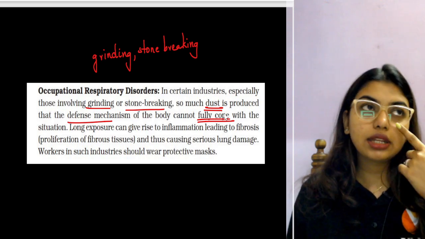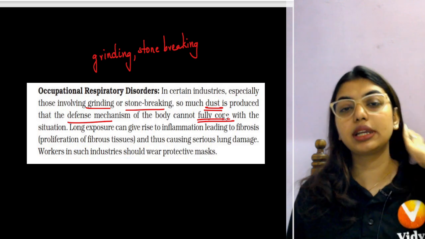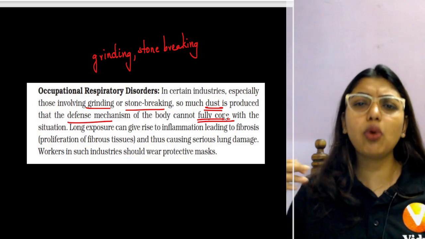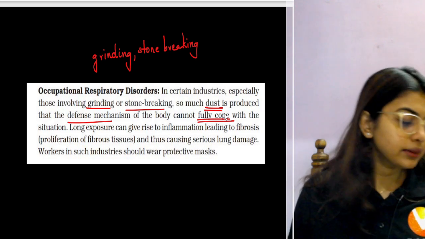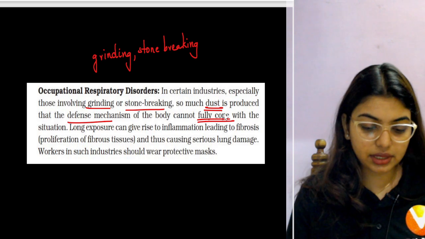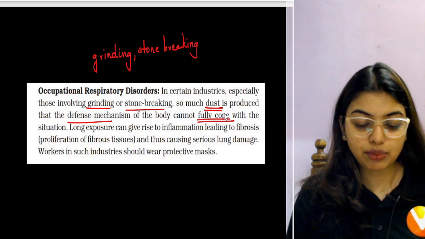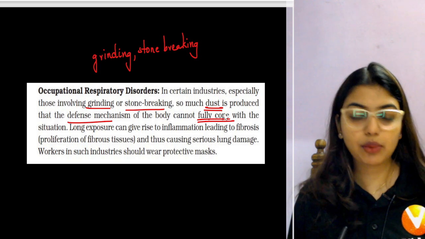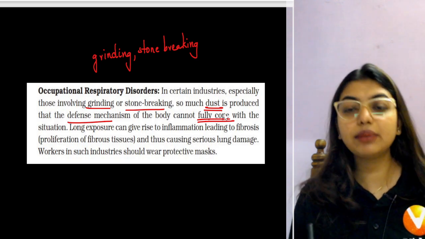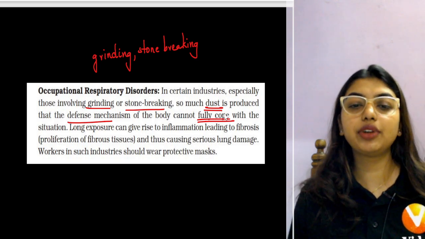But imagine the case of a person who is working in an industry where there is so much dust every single day that the body is not able to cope up. So when the body is not able to cope up, what is going to happen?